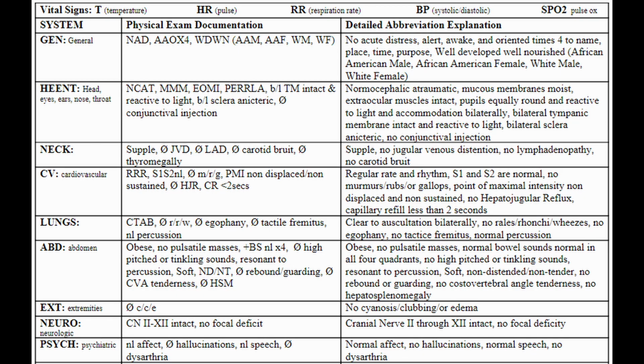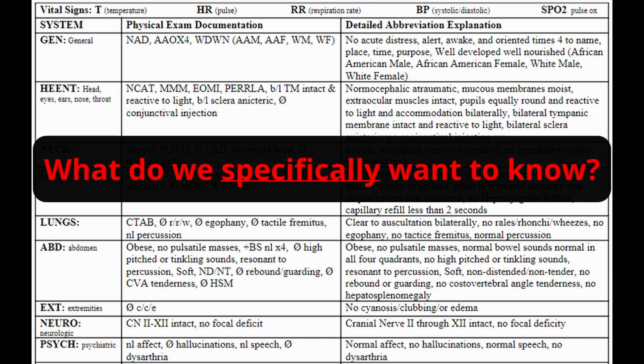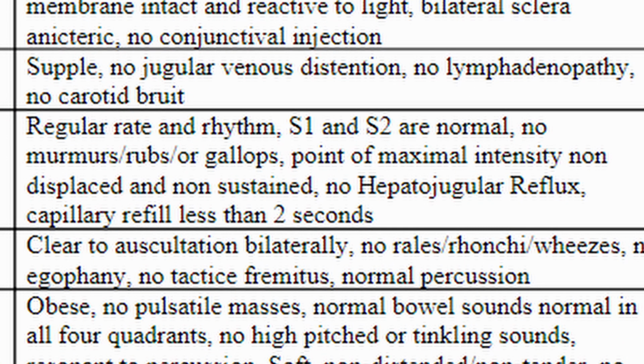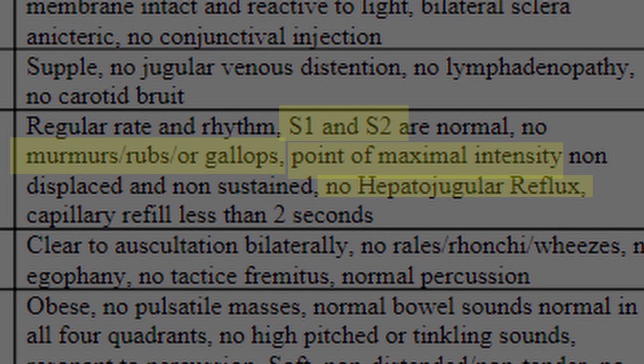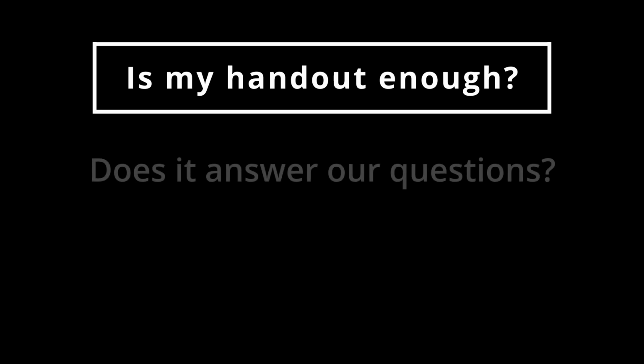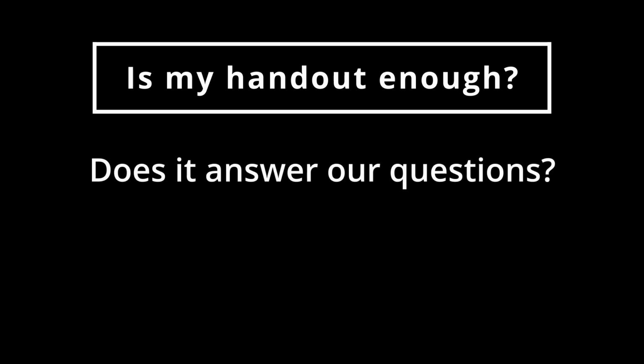At this point, it is really important to clarify, what do we specifically want to know? And after talking, it turns out everyone was a little unsure about the cardiovascular exam, specifically the significance of S1, S2, murmurs, rubs, gallops, PMI, and hepatojugular reflux. So, you go on to do your research, and you're at the point of making your handout. On a basic level, to determine if you have enough information on your handout, you just need to ask yourself, does it adequately answer the questions we had in PBL?